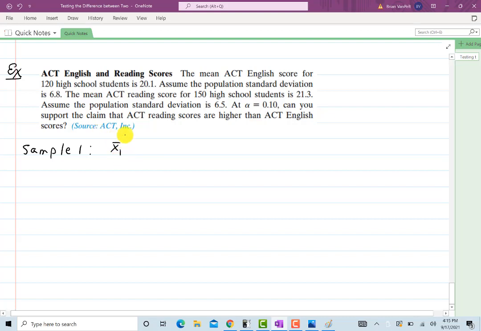Oh, that was the English score, so let's use X sub E was 20.1, and then N sub E was 120, and then the standard deviation of that first sample was 6.8, so sigma sub E was equal to 6.8, and now sample 2.